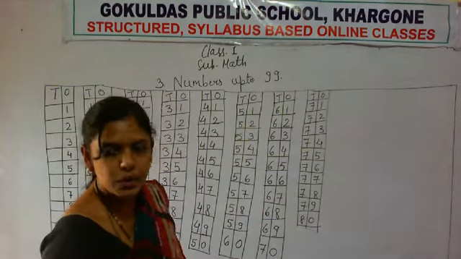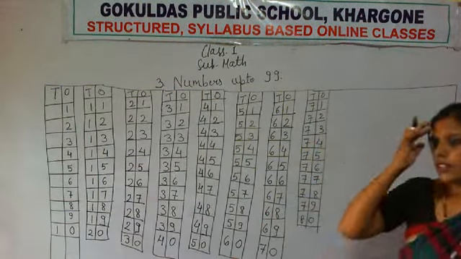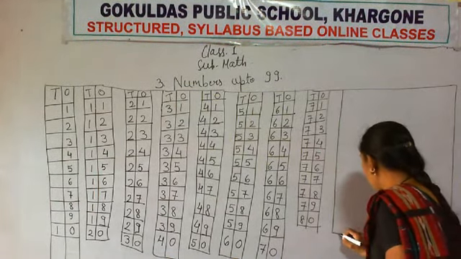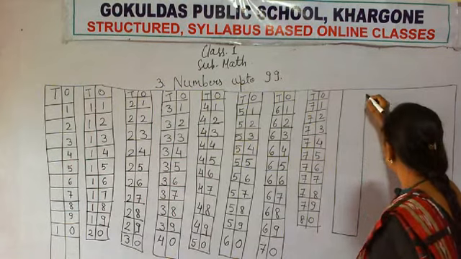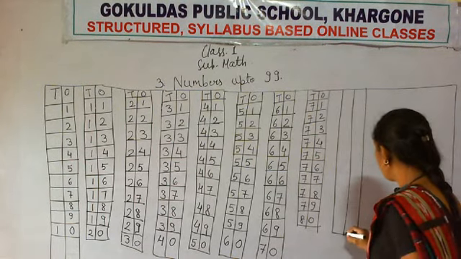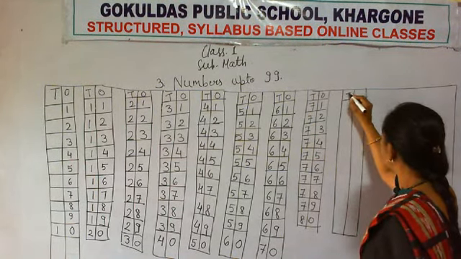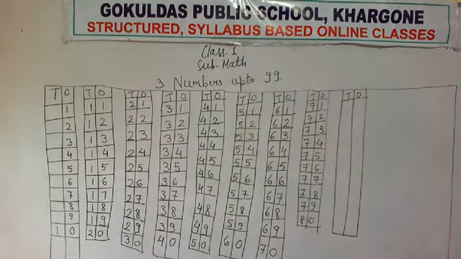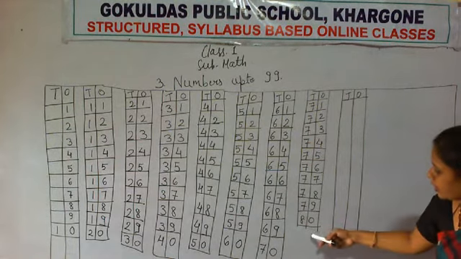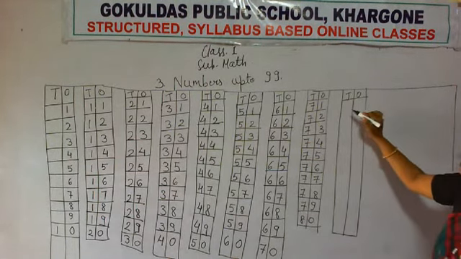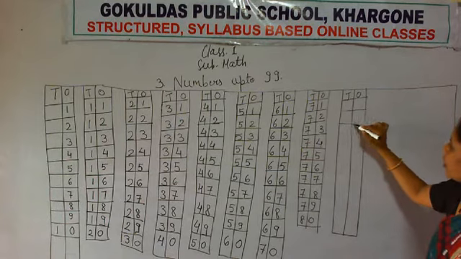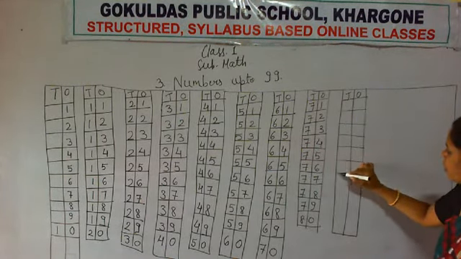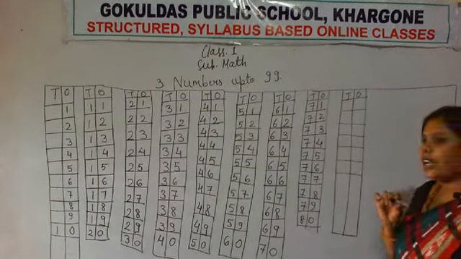Okay, now again skip one line. Leave one box and write the new heading. What was your heading? Tens and ones. Okay. So what was the last number here? 80. So from here we start writing from which number? After 80 which number will come? 81.